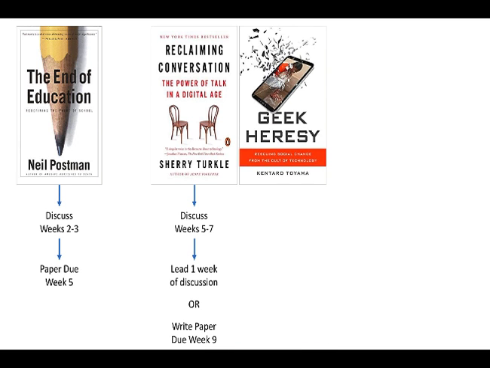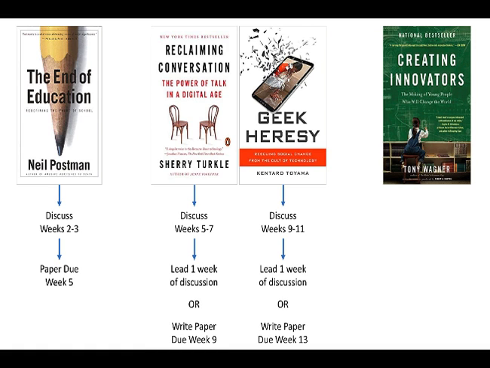And then similarly with Geek Heresy by Kentaro Toyama, we're going to discuss this in weeks 9 to 11, and everybody will lead 1 week of the discussion or write a paper that's due in week 13. So for these last 2 books, everybody is going to lead part of the discussion and write 1 paper for whichever book they didn't lead part of the discussion.